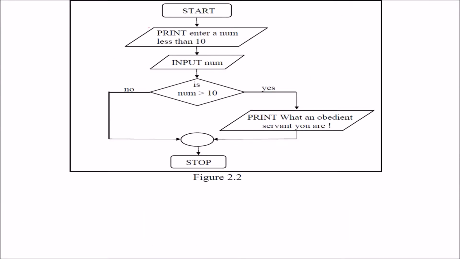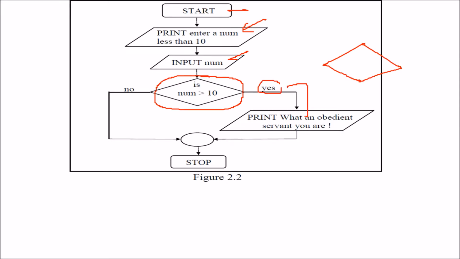Let us see what is happening in this program through a flowchart. We ask to enter a number and input that number. Now, this is our decision control. Whether the number is less than 10, if it is yes, this line will be printed. Otherwise, if the number is not, then we don't print that line. We come to the stop condition.